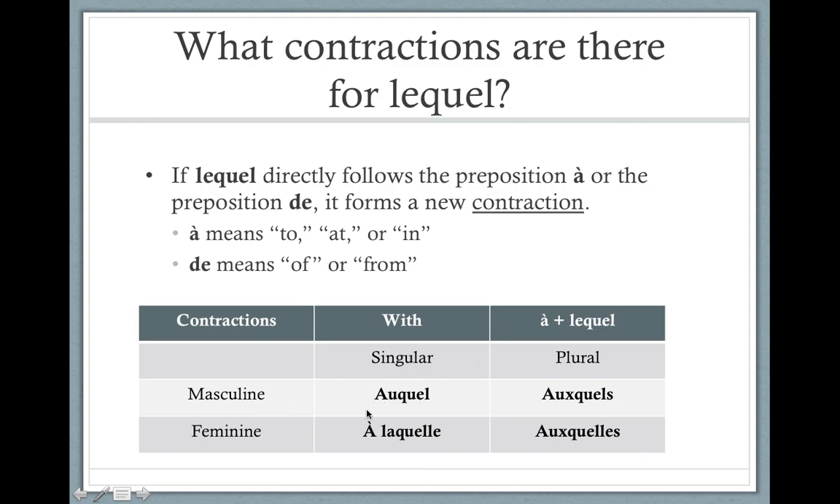That's for singular masculine. If it's singular feminine, you do leave the à alone, and then it becomes à laquelle. Plural masculine becomes auxquels. This should also be familiar, because if we have à and then les, we should remember it becomes aux. And same here if it's feminine and plural. We still have that aux ending here, but then it looks like the feminine quelles.